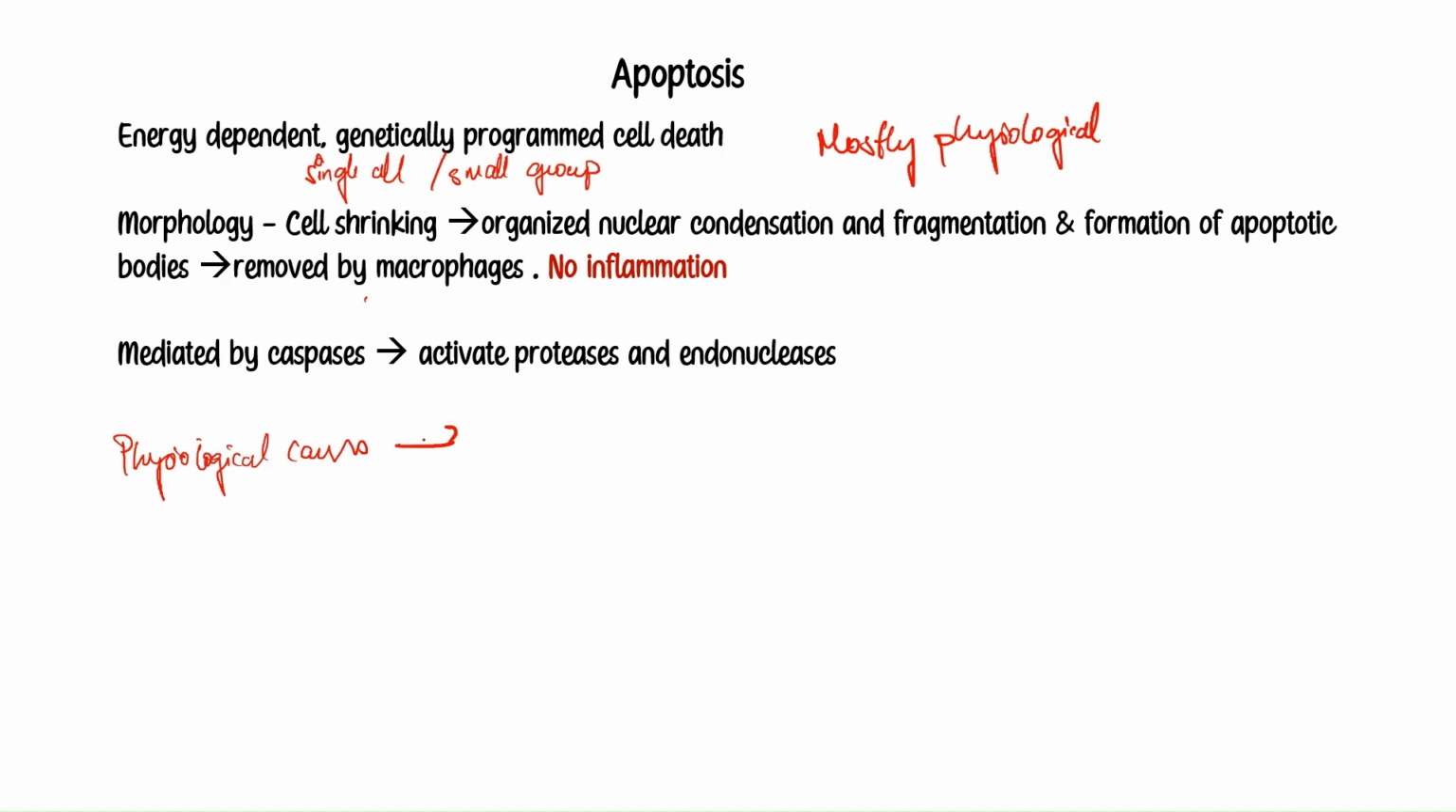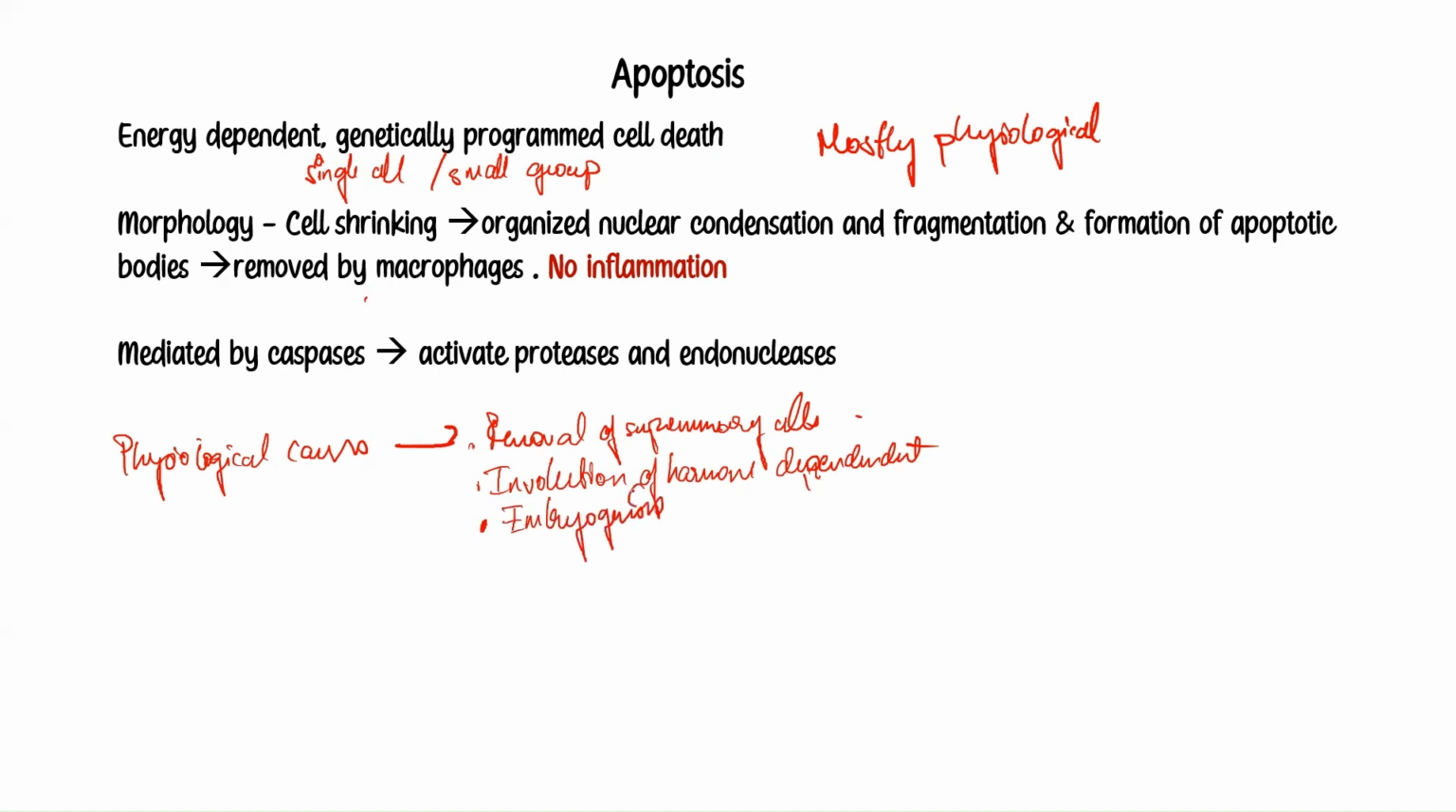causes include removal of supernumerary cells, involution of hormone-dependent tissues, removal of cells during embryogenesis, elimination of self-reactive lymphocytes, also death of various cells after they finish their purpose. Example, neutrophils and lymphocytes after inflammation.